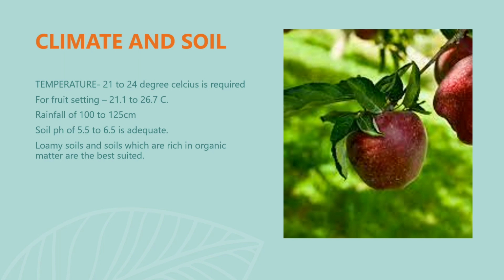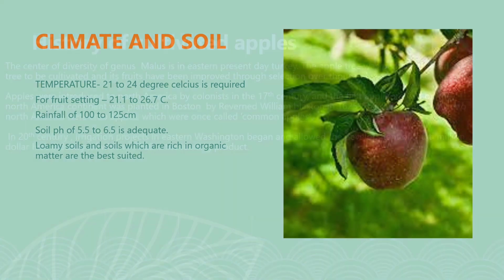Talking about the climate and soil, the temperature required for an apple tree ranges from 21 to 24 degrees Celsius, and for fruit setting it ranges from 21.1 to 26.7 degrees Celsius. Rainfall of 100 to 125 centimeters is adequate, and a soil pH of 5.5 to 6.5 is adequate. Loamy soils and soils which are rich in organic matter are best suited.